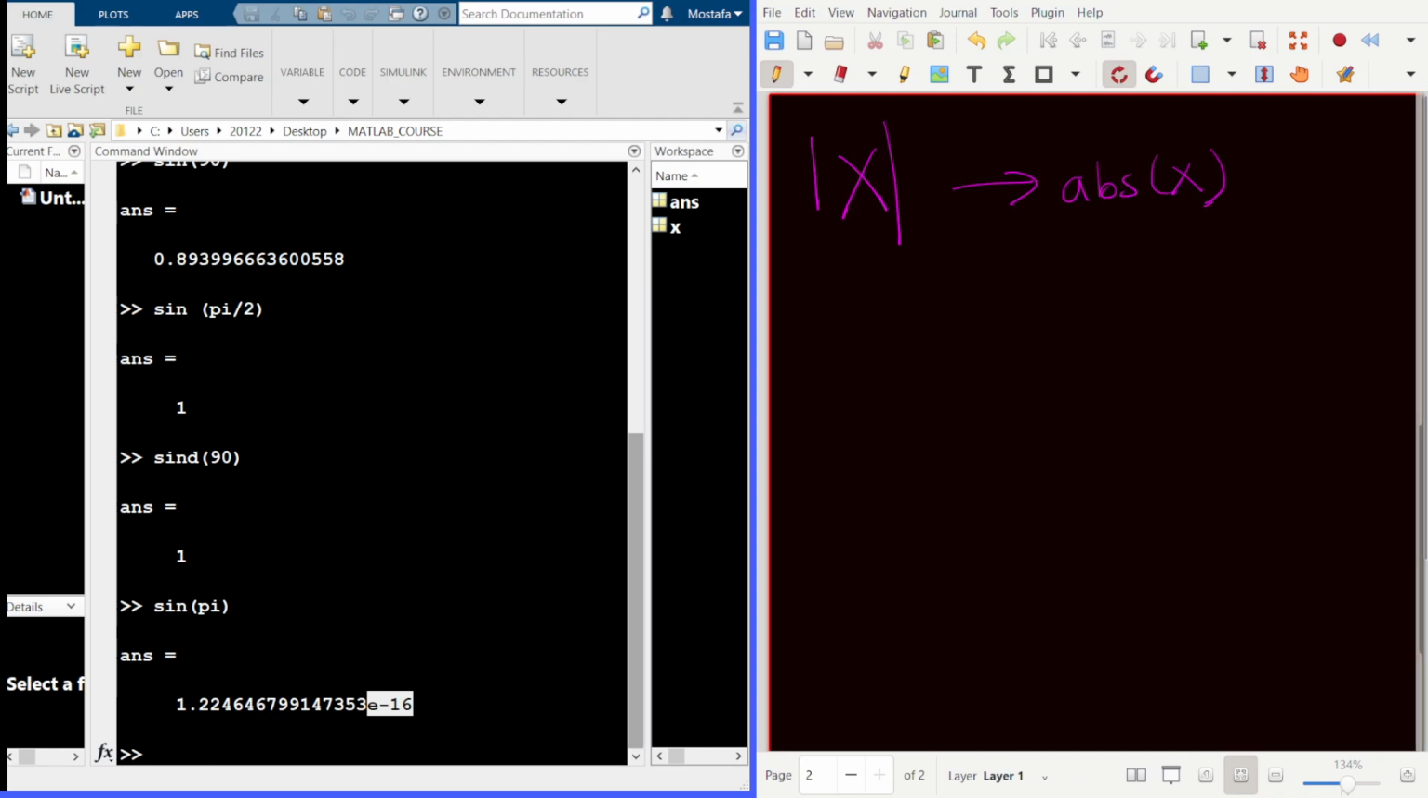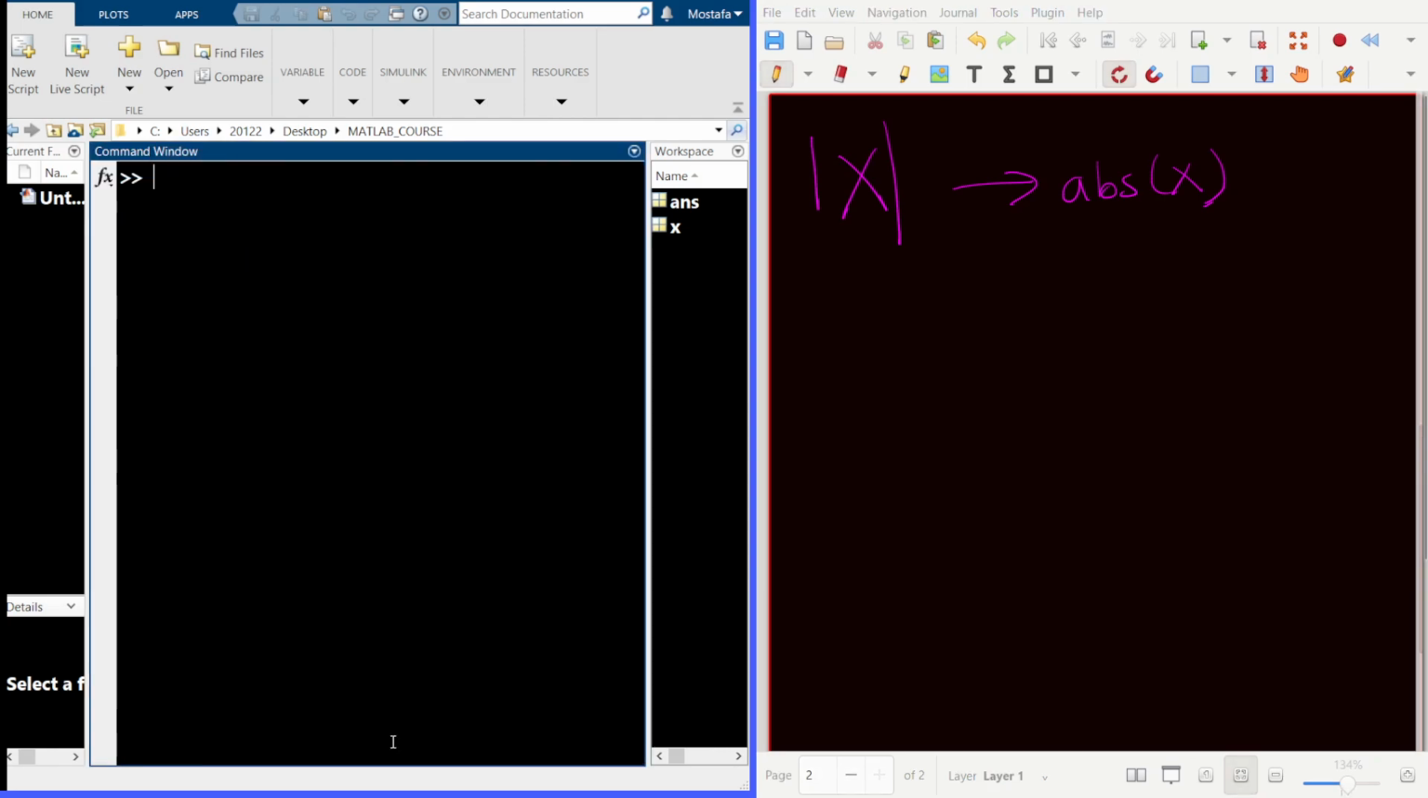So suppose, for example, let's actually clear here. Suppose x equals negative 9.1, and we were asked to calculate the absolute value of x. So obviously it should be the positive 9.1. And of course, there are many, many other mathematical functions available in MATLAB.